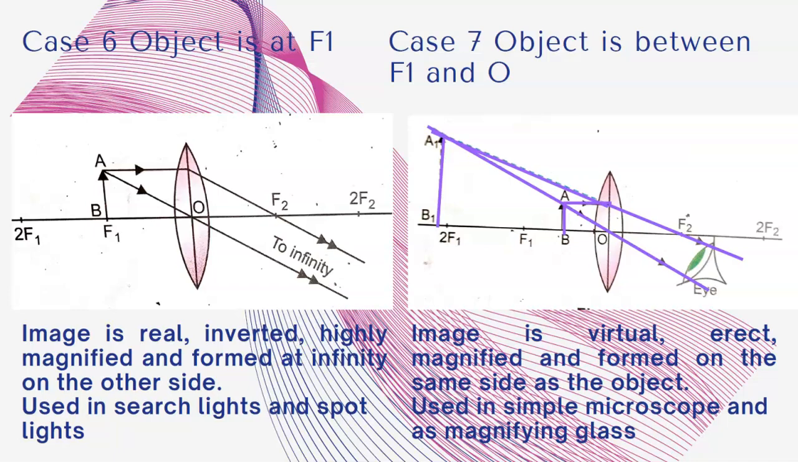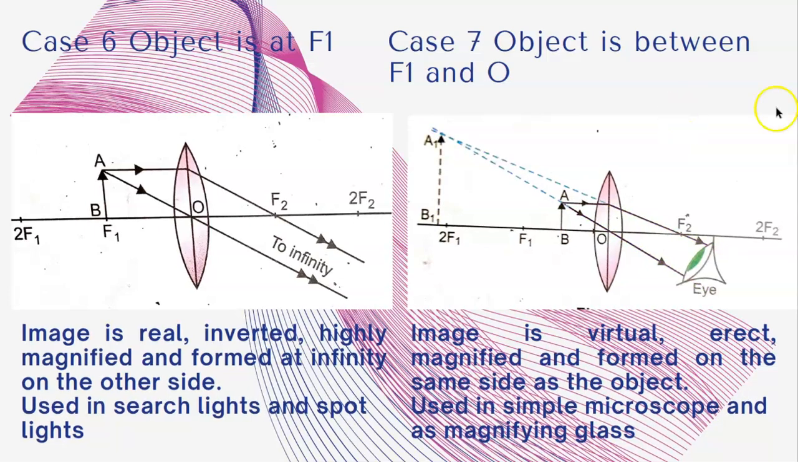This image is virtual. Since it is virtual, it is erect. Also, we can see that it is magnified and it is formed on the same side as the object. This case of a convex lens is the most important case. It finds its use in a simple microscope to observe biological specimens, and it is also used as a magnifying glass to read small alphabets in a dictionary or to read any kind of small print or to see any kind of microscopic objects, because it gives us a virtual and an enlarged image.